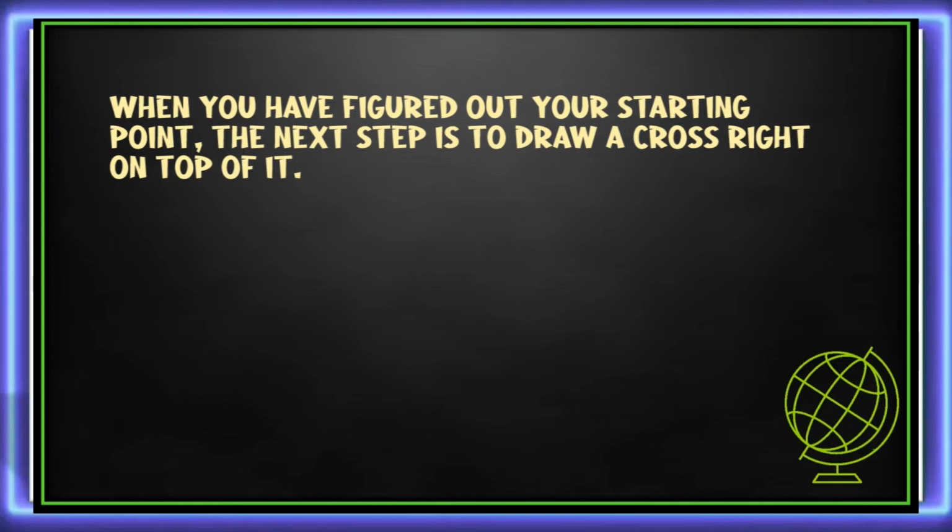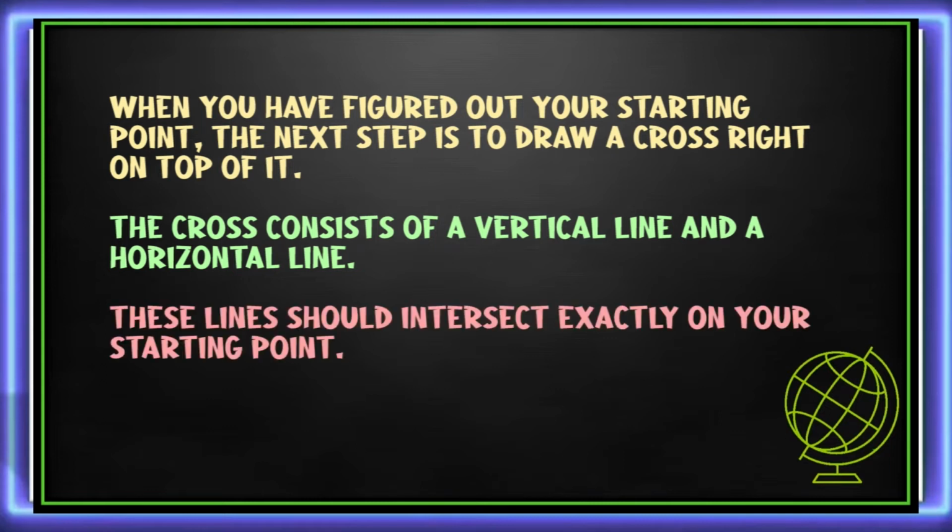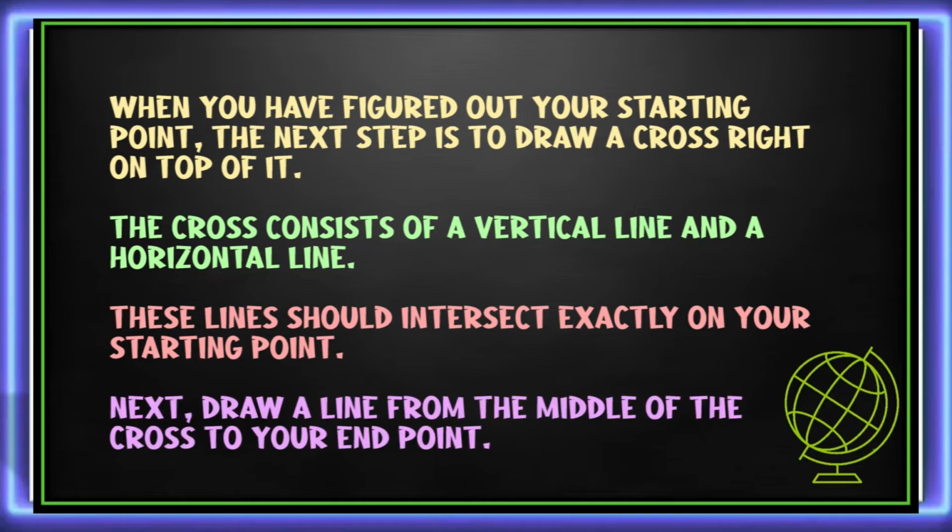When you have figured out your starting point, the next step is to draw a cross right on top of it. The cross consists of a vertical line and a horizontal line. These lines should intersect exactly on your starting point. Next, draw a line from the middle of the cross to the end point.